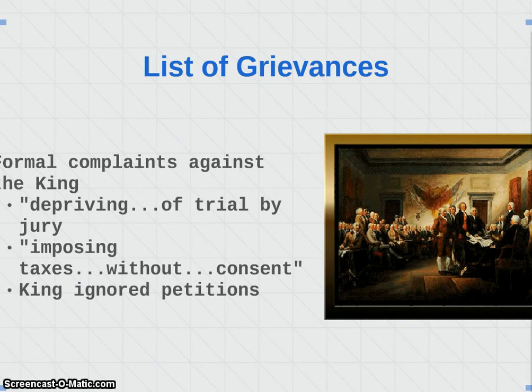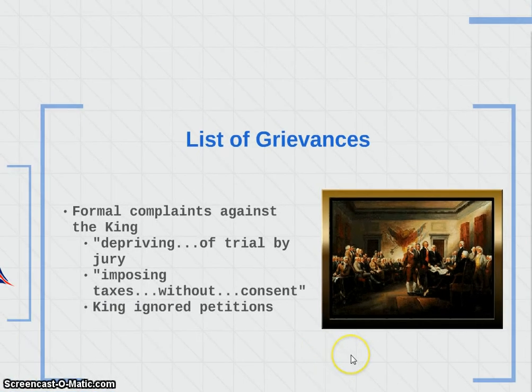The second part of the Declaration of Independence is a list of grievances. This is the formal complaints against the king. These are the reasons why we think we need to be separated from England. Just a few, and we'll get into these and look at all 28 of them tomorrow in class. But it talks about how the king was depriving the colonists of trial by jury. It talks about imposing taxes without the consent of the colonists. We saw this time and time again, the Sugar Act, the Stamp Act, the Tea Act. And it talks about how the king ignored the petitions from the colonists to make changes.